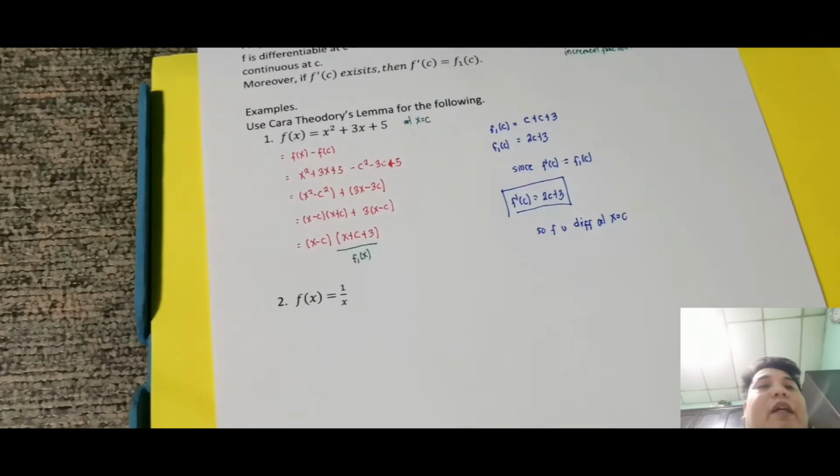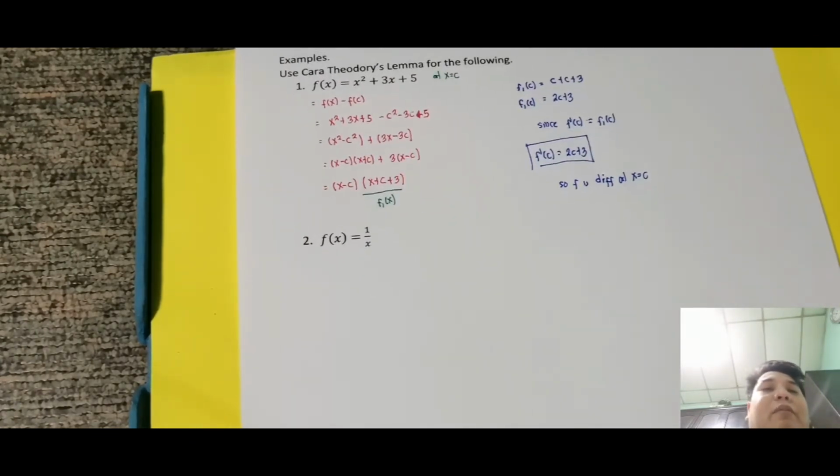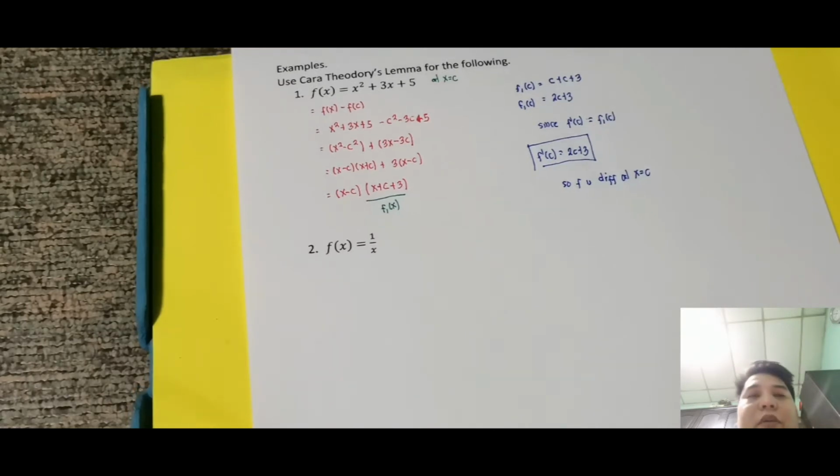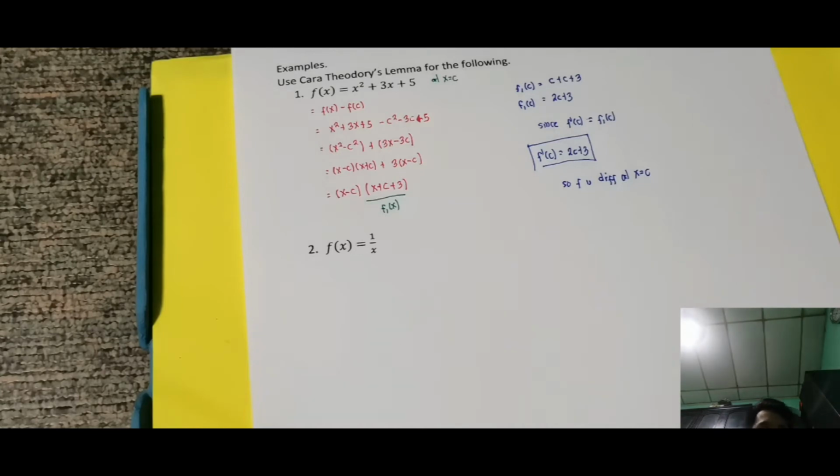Okay, next. Number 2, f of x is equal to 1 over x. So paano naman pag ganito? So ganun ulit, at x is equal to, ibahin ko konti yung number.